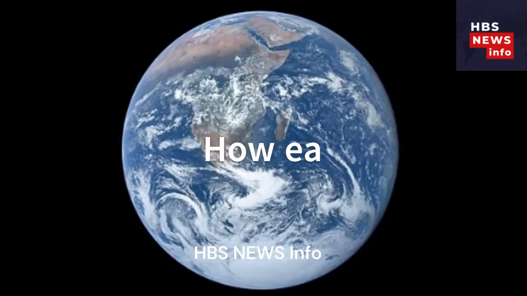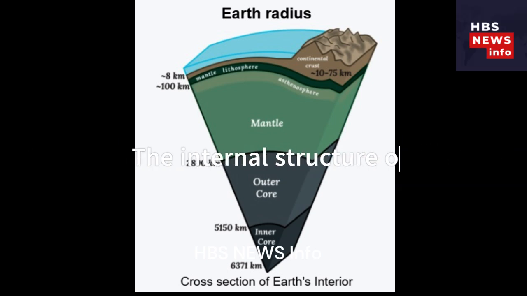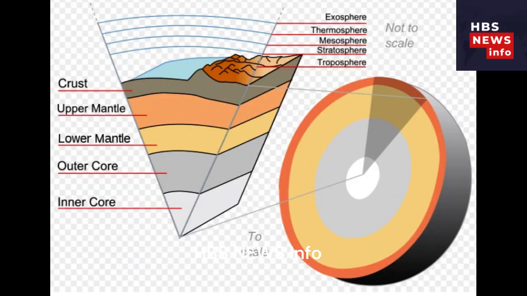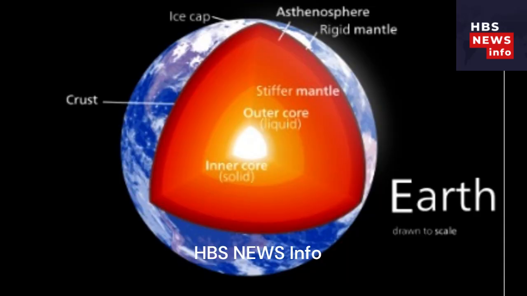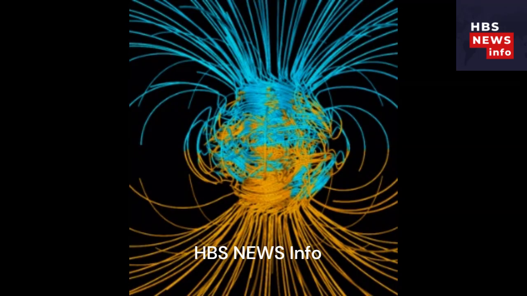The internal structure of Earth is the layers of the Earth, excluding its atmosphere and hydrosphere. The structure consists of an outer silicate solid crust, a highly viscous asthenosphere and solid mantle, a liquid outer core whose flow generates the Earth's magnetic field, and a solid inner core.